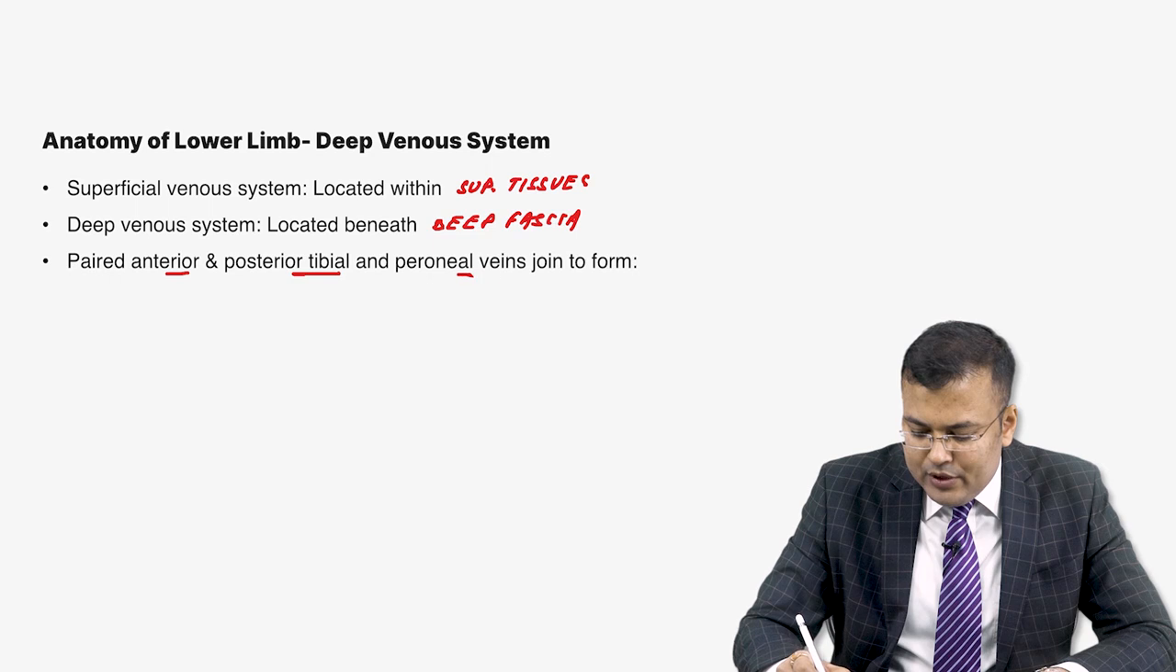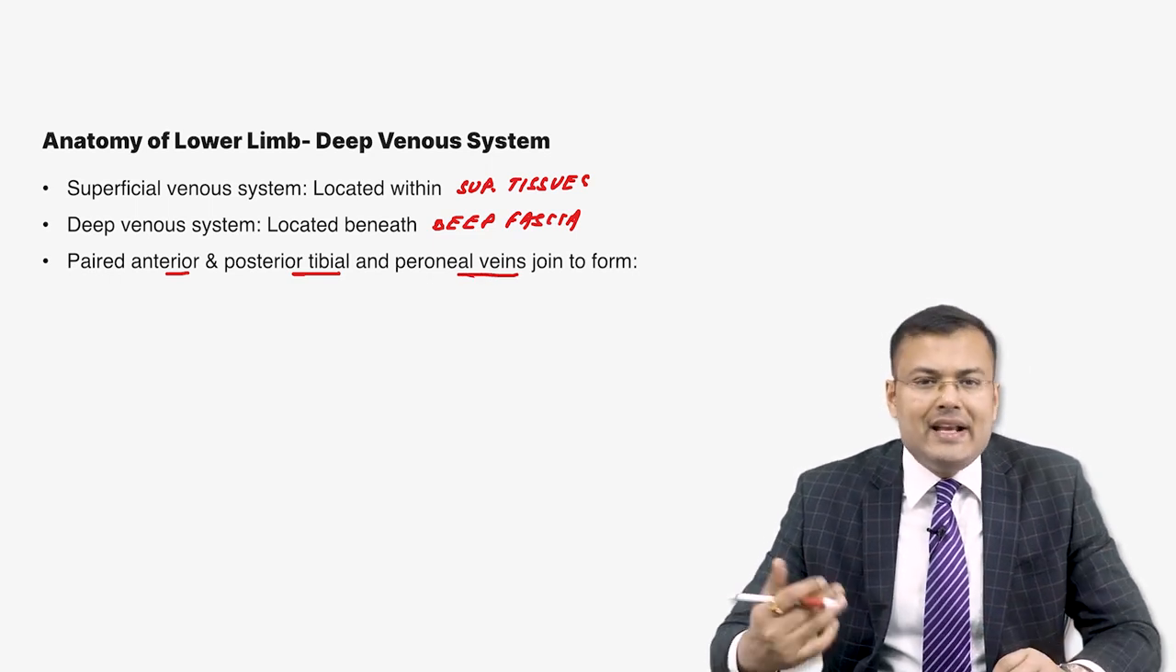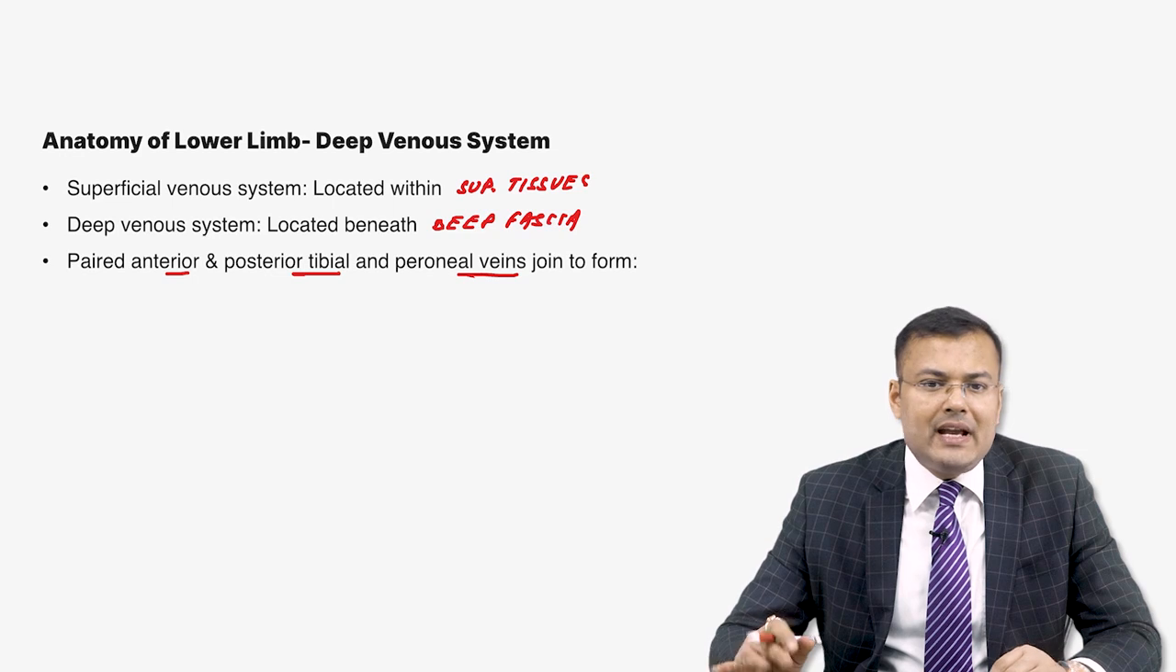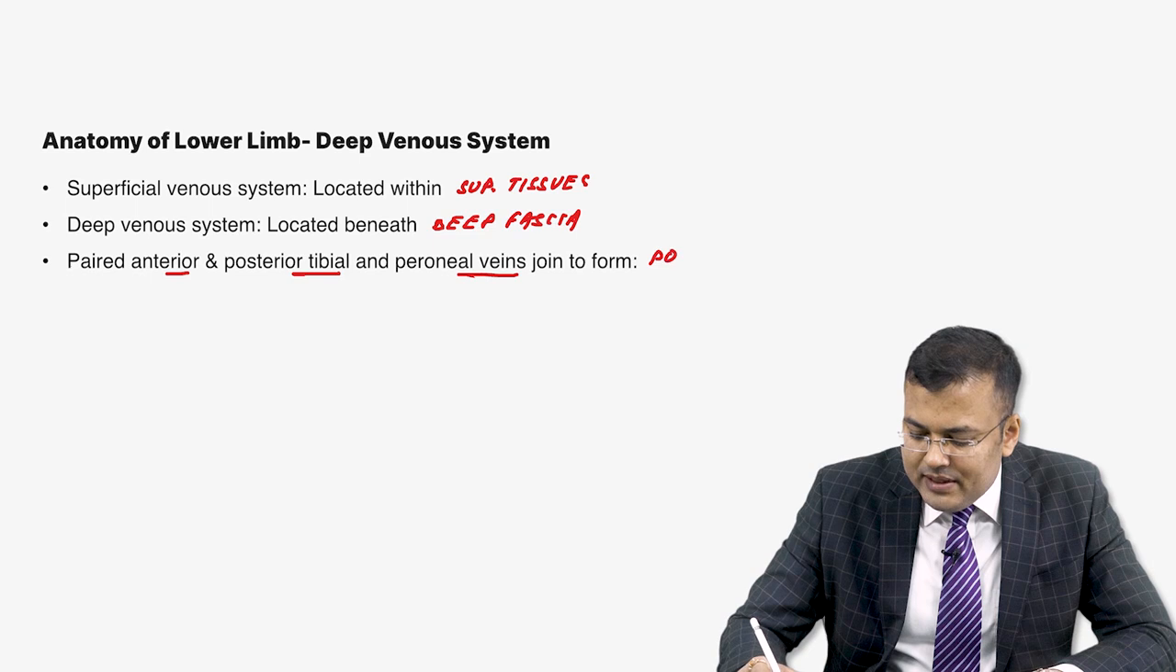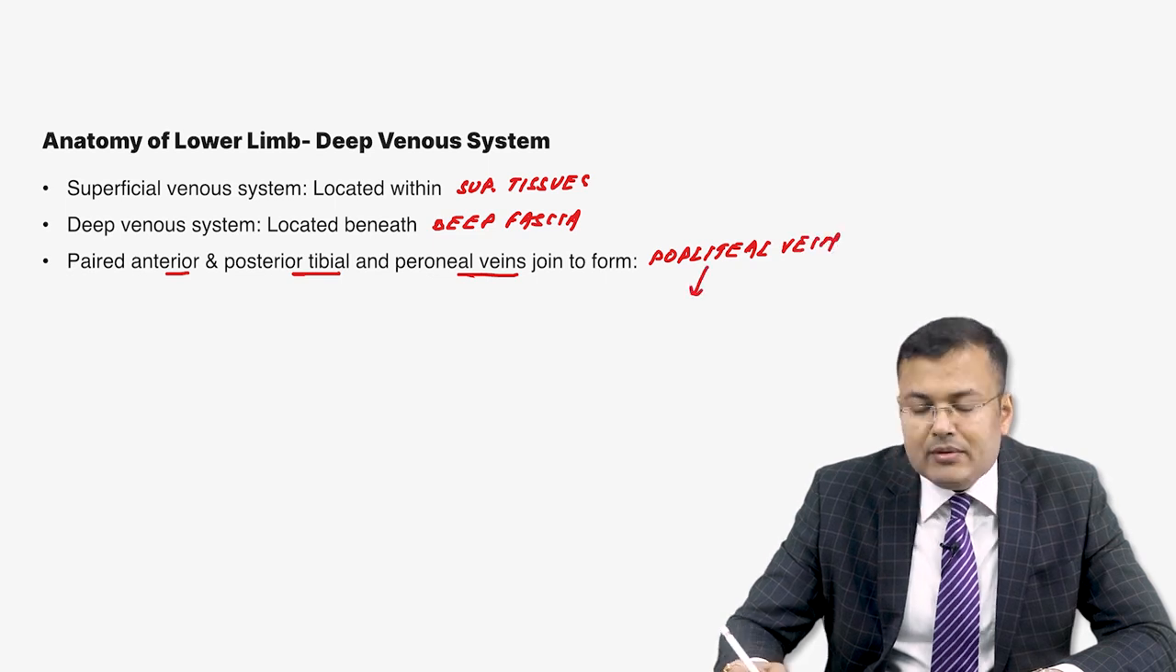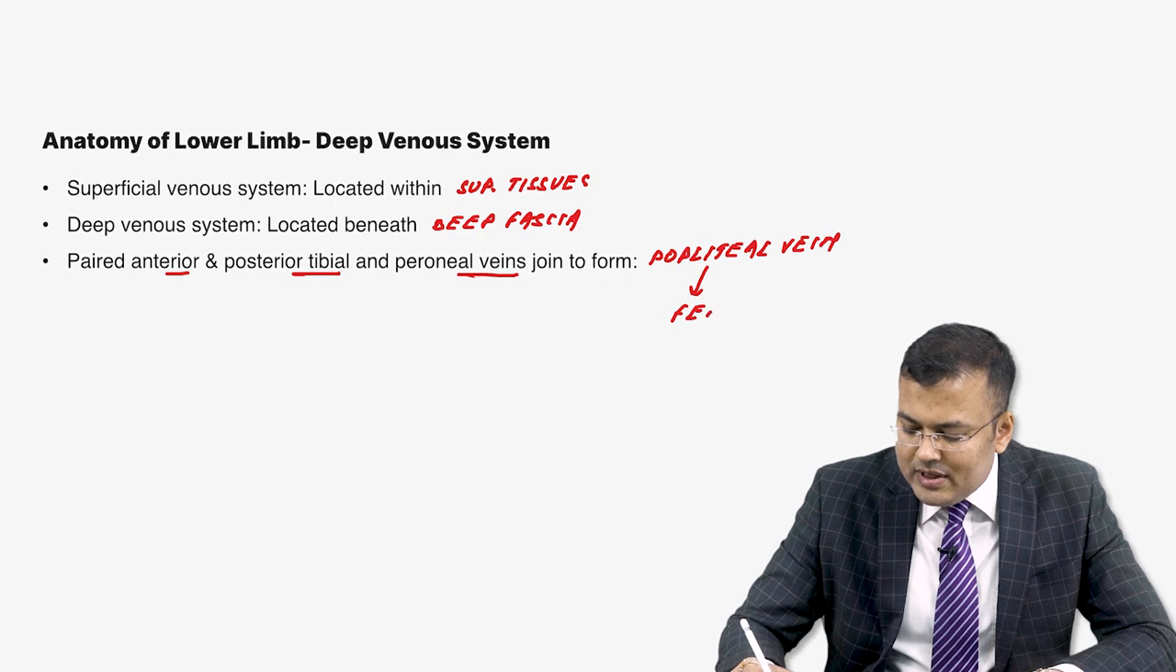There are paired peroneal veins. So these paired anterior tibial, posterior tibial, and peroneal veins are going to join and form the popliteal vein, and after that, this popliteal vein in the thigh becomes what? Femoral vein. So what happens? Ultimately, there is formation of what? This femoral vein.